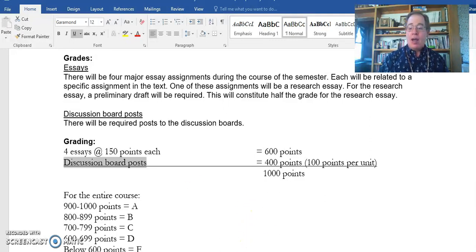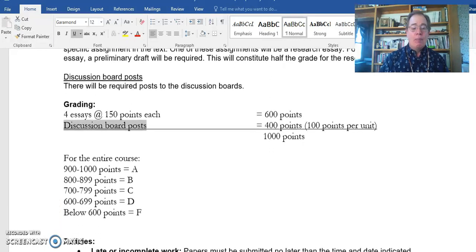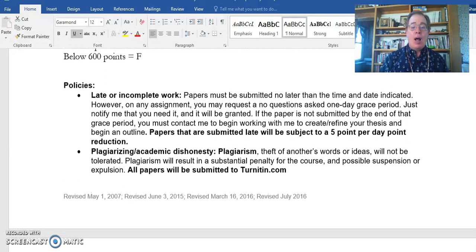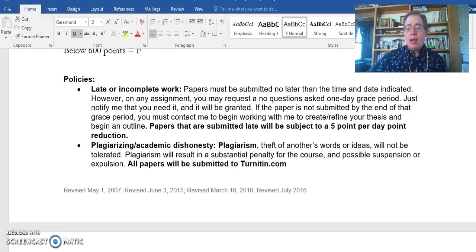And you can see I have a typical 90 to 100 grading scale. Policies. Late or incomplete work. This is a tough one for me. I really struggle with what to do with late and incomplete work. Again, the best way to complete the course successfully is to turn stuff in on time. I do know that sometimes people struggle and you have trouble meeting a deadline, or something comes up in your life and you just can't get it in.